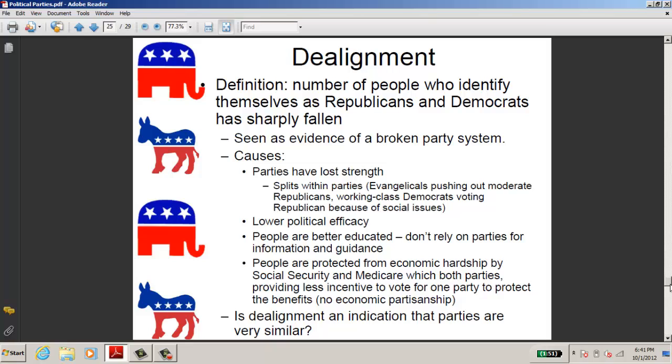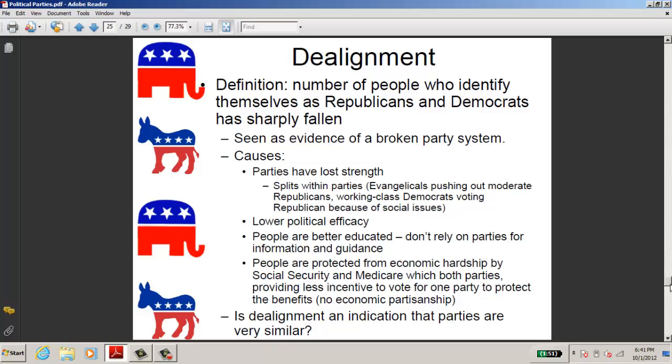Another cause is lower political efficacy, and political efficacy just refers to people's almost political self-esteem. So do people in government care about my opinion? Do I feel like my voice matters in government? And you see a lot of disillusionment. As a result, people don't bother registering, or they don't bother choosing a political party.